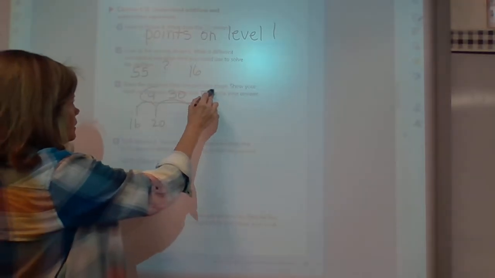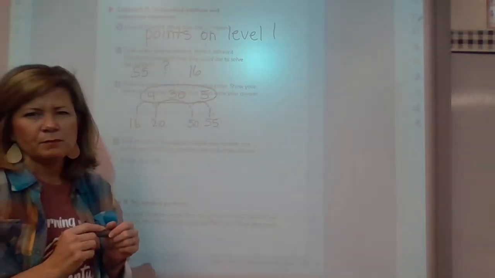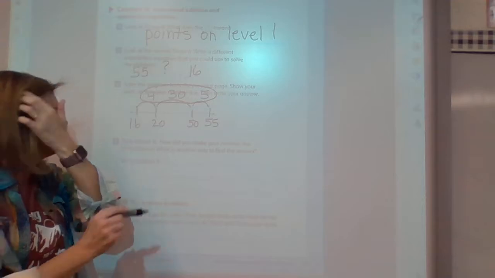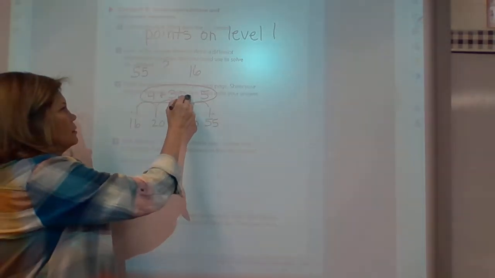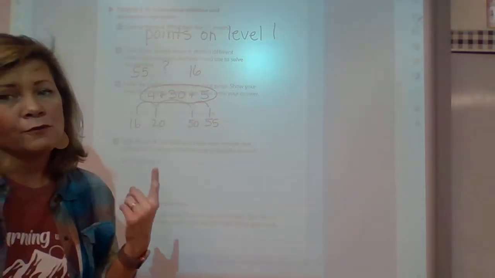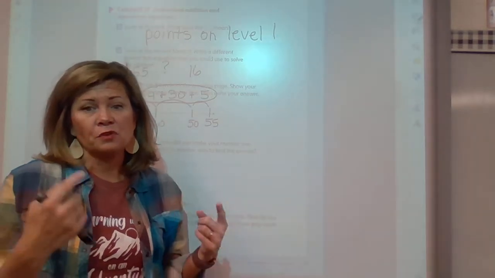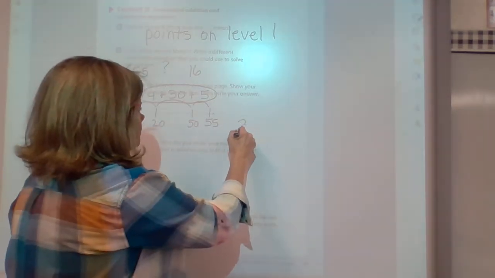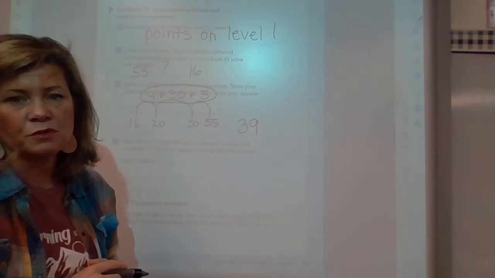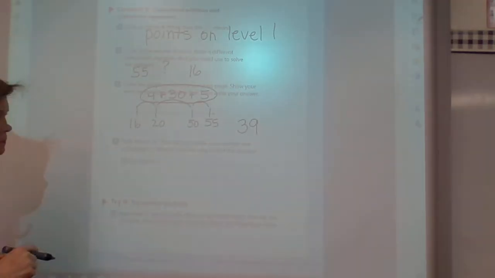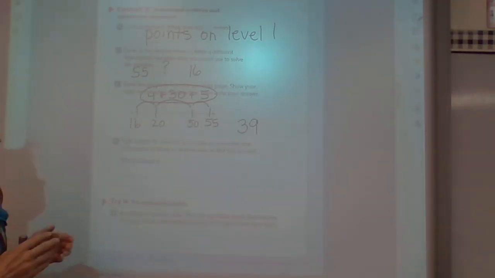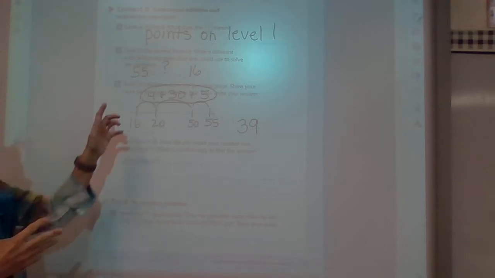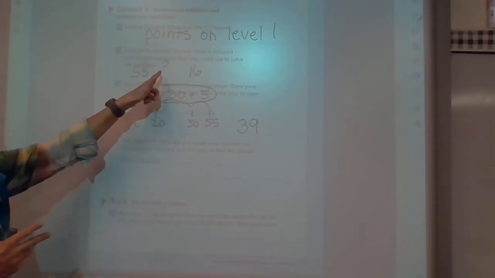These numbers up here are really important. It's kind of hard to see them because they're running into the words above, but we have 4 plus 30 plus 5. Well, in my brain, I know 4 plus 5 is 9. So 30 plus 9 is 39. So 39 is our answer, okay? So 39 would be the number of points he scored here on level 1.